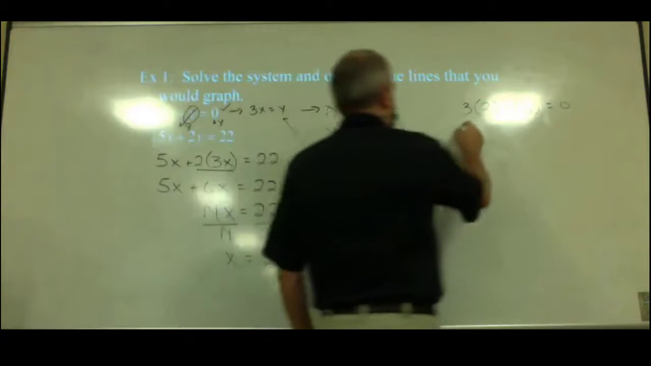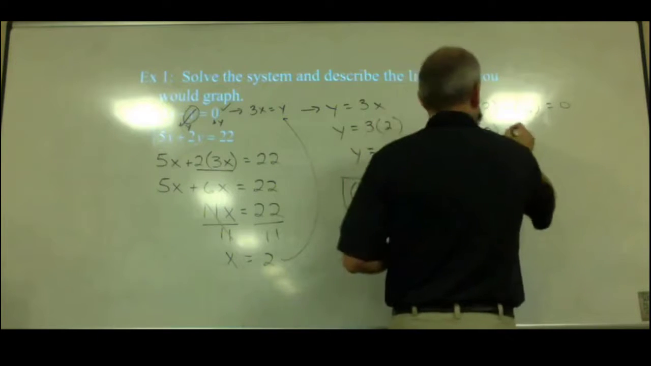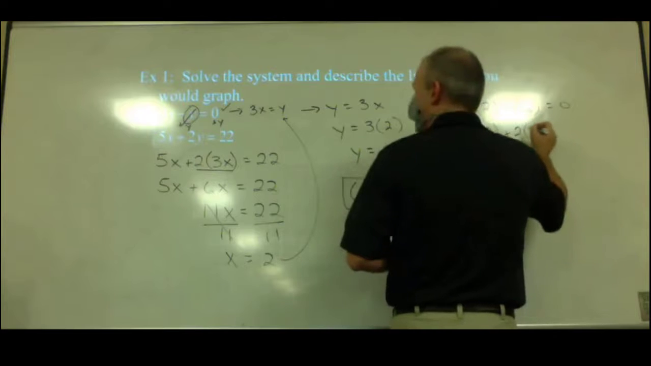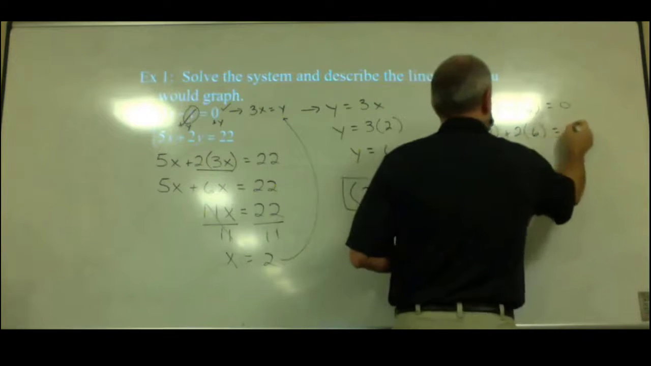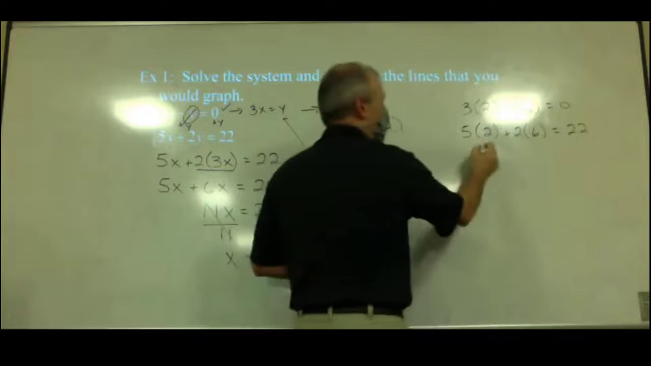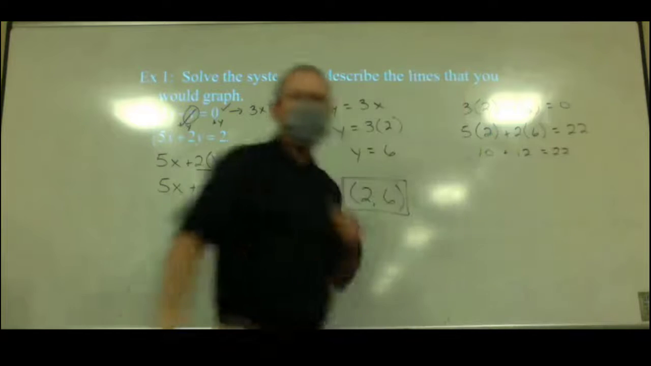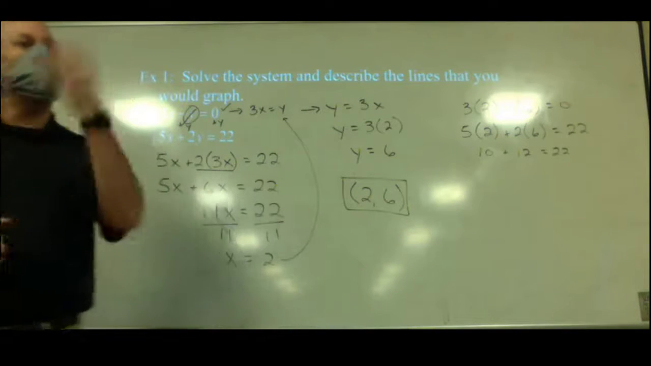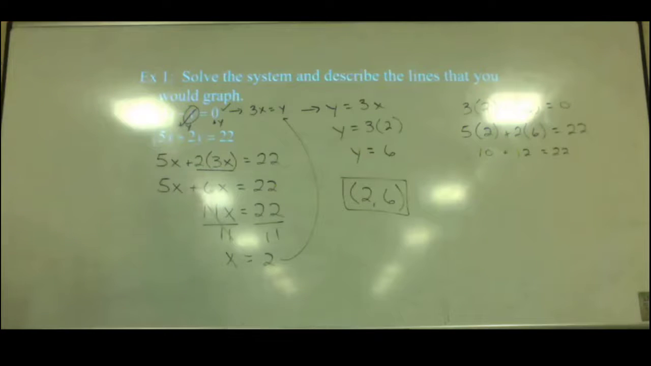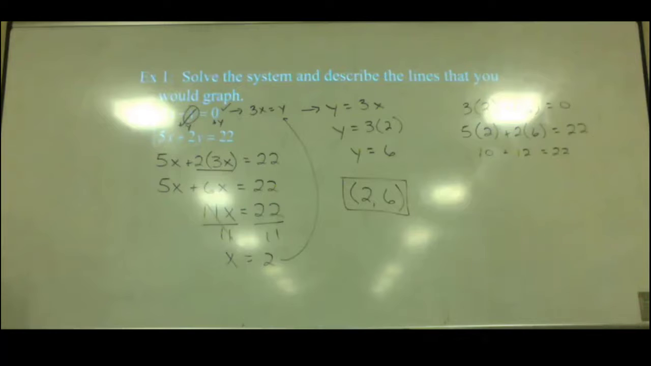The other one says 5 times x, which we said was 2, plus 2 times y, which we said was 6, is supposed to equal 22. Well, that's 10, and this is 12. Is that a true statement? Yeah. So that is the one point that will make both of these equations true. That is our solution to this system. Okay, and like I said, most of the time when we do these, we're going to have that one solution.